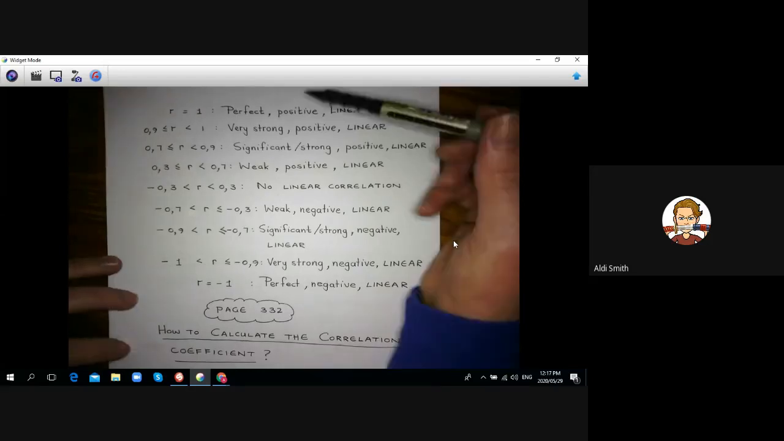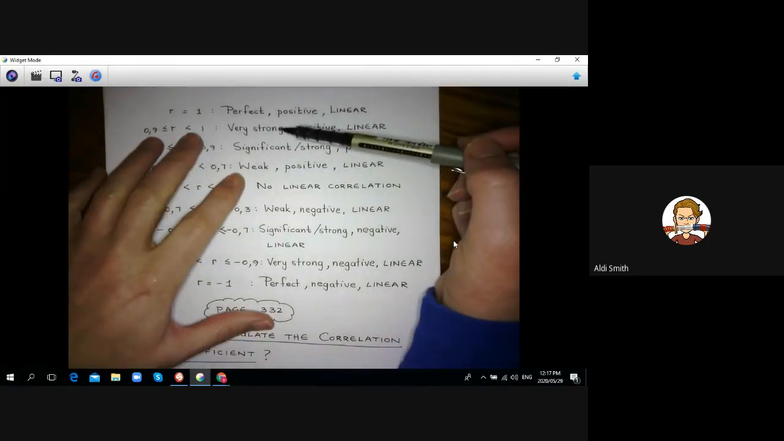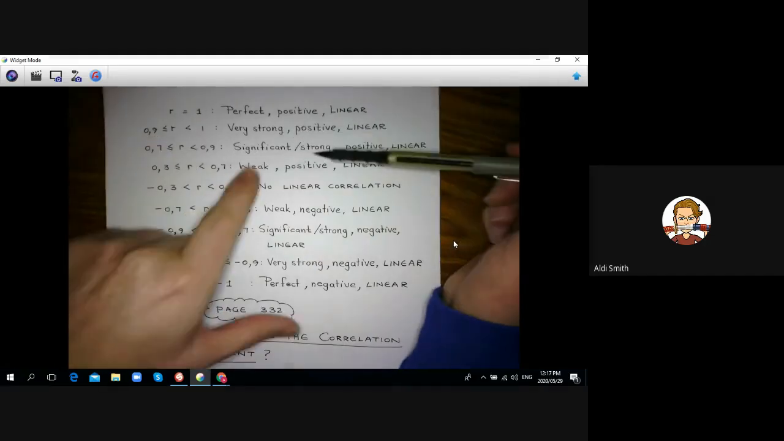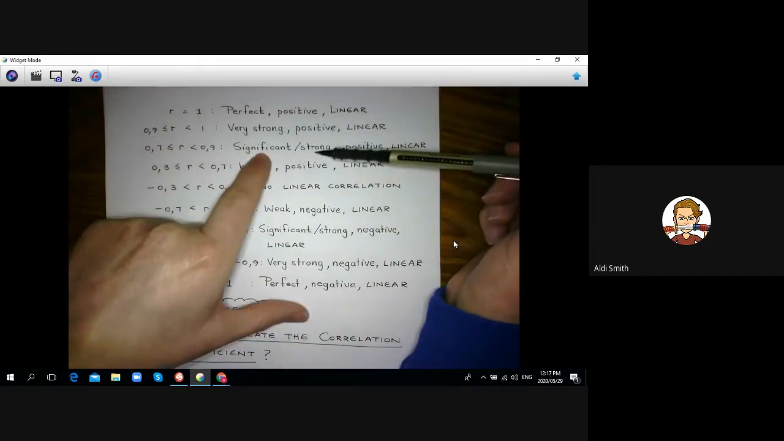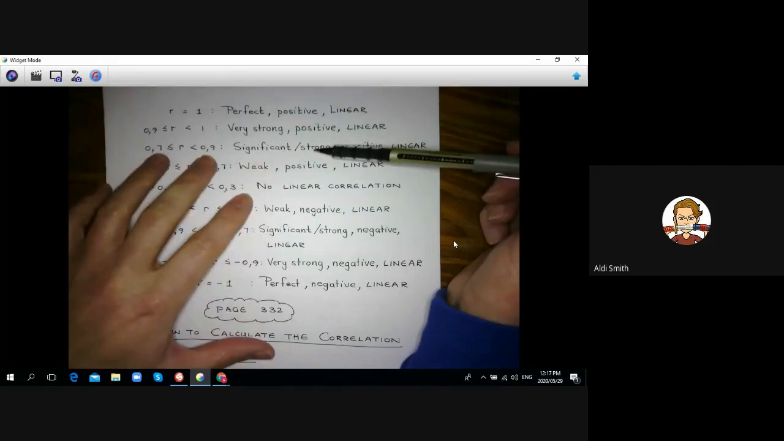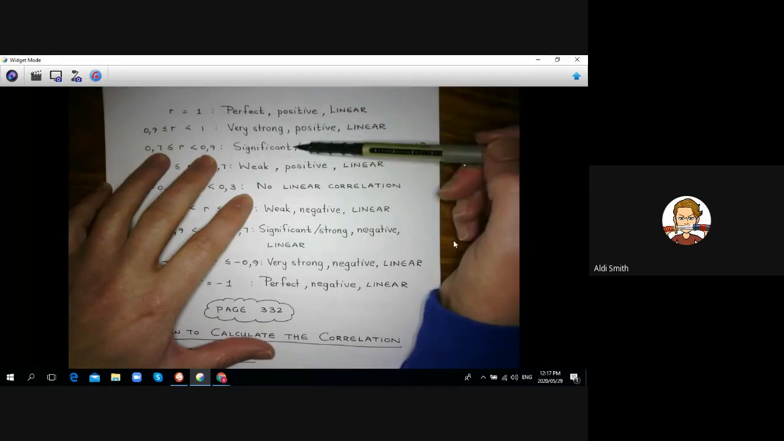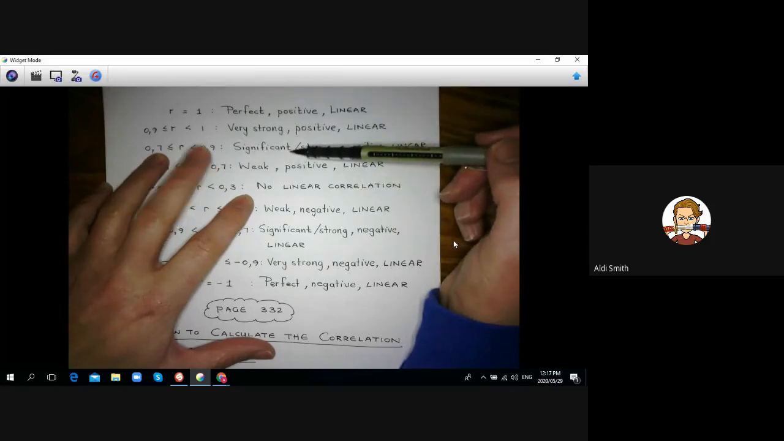So correlation can be perfect. It can be very strong, which normally means it lies between 0,9 and 1. It can be significant or strong. The textbook uses the word significant or strong, and that is normally between 0,7 and 0,9. But please don't say a correlation is very strong if it's less than 0,9. It's only very strong if it's more than 0,9. And I would suggest rather use the wording significant here. Don't use strong here, use significant.